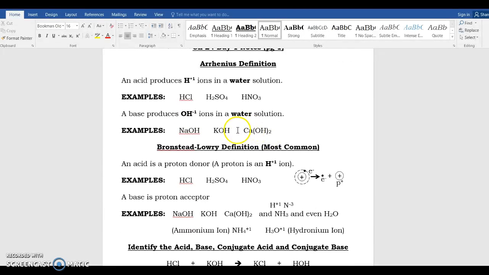And then same for the base, except for the base, it's an OH minus 1 ion, like sodium hydroxide, potassium hydroxide, and calcium hydroxide. They all have this hydroxide ion, and it will be released in water.